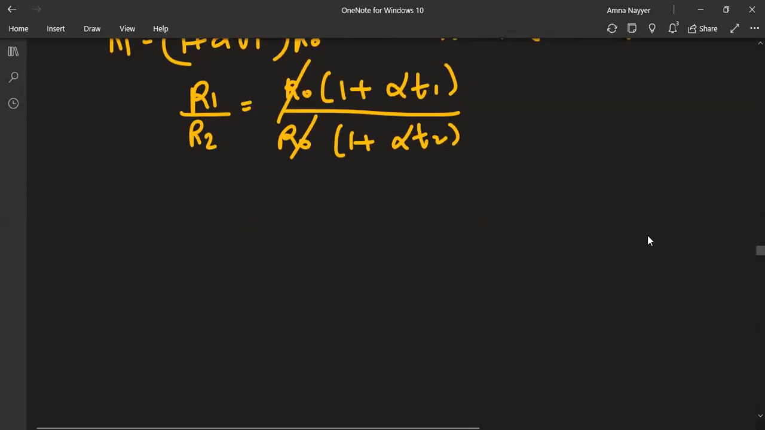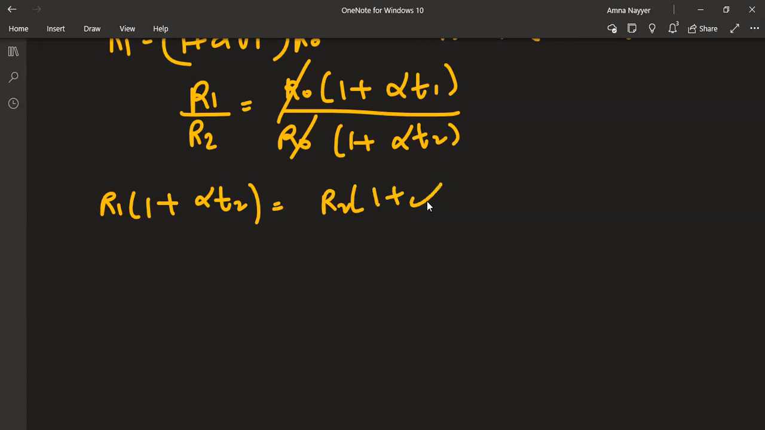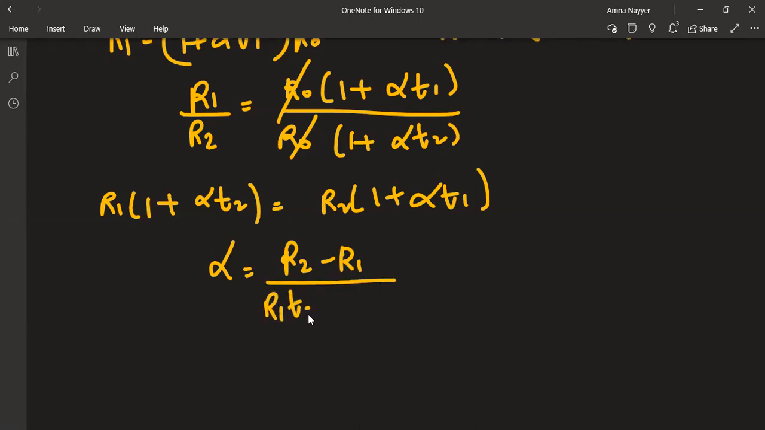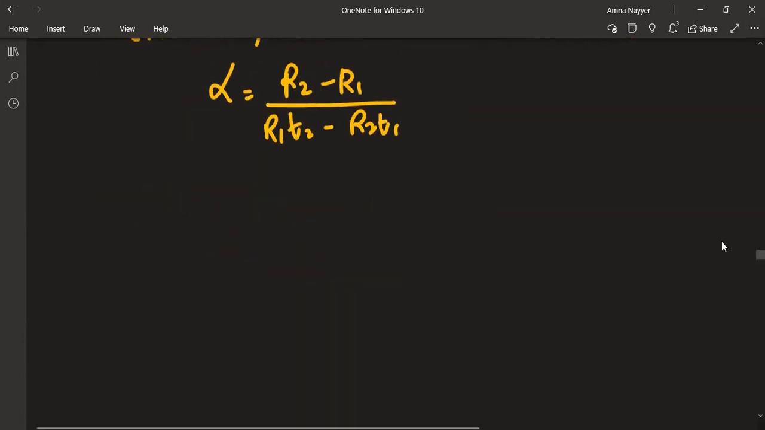Now from here you can write R1 into (1 plus alpha T2) is equal to R2 into (1 plus alpha T1). Now cross multiply, or best is you write the value of alpha. Alpha will be (R2 minus R1) divided by (R1 T2 minus R2 T1). Fine.